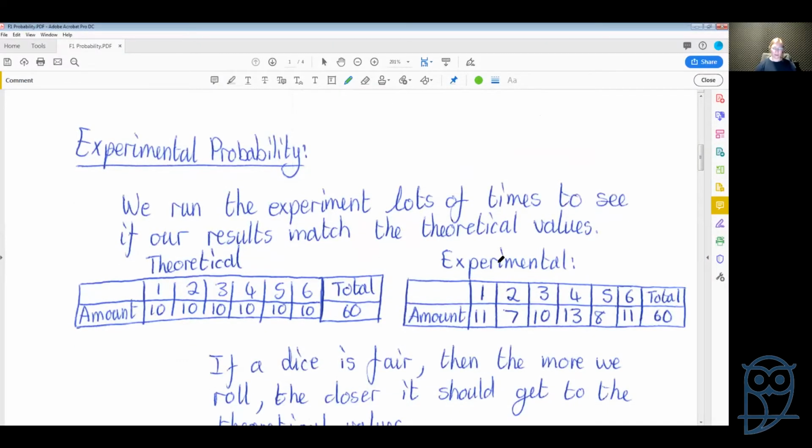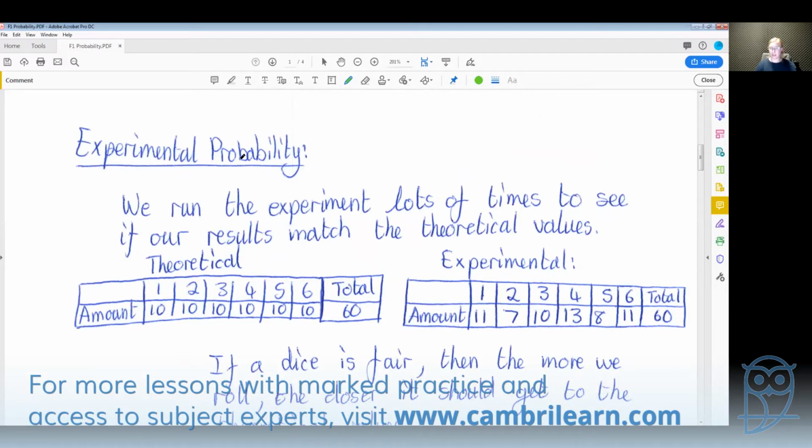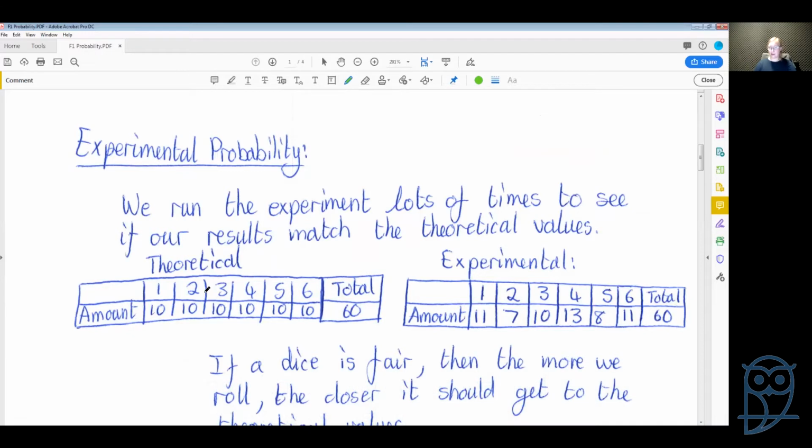If we continue on a bit, then we come up to experimental probability. Your books use the term experimental probability versus theoretical probability. So essentially what this means is we are going to run an experiment a lot of times to see if our results match what we think the results must be.